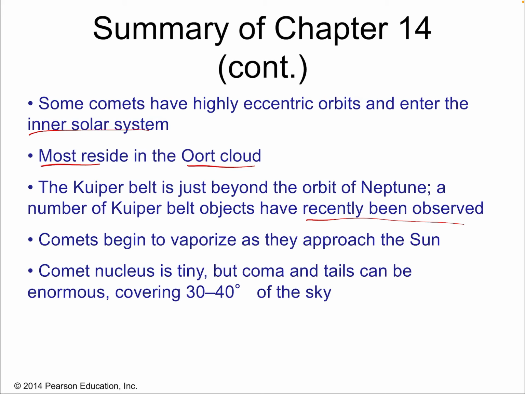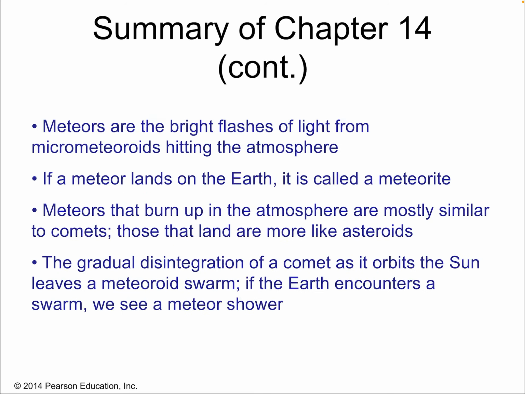Comets that do come into the inner solar system begin to vaporize as they approach the sun. That vaporization is going to create the tail. It's also going to create a coma, all right? And the tail of a comet can be enormous, covering 30 or 40 degrees of the visible sky, right? So they have this huge tail because that tail is 20, 30 million kilometers long, okay?